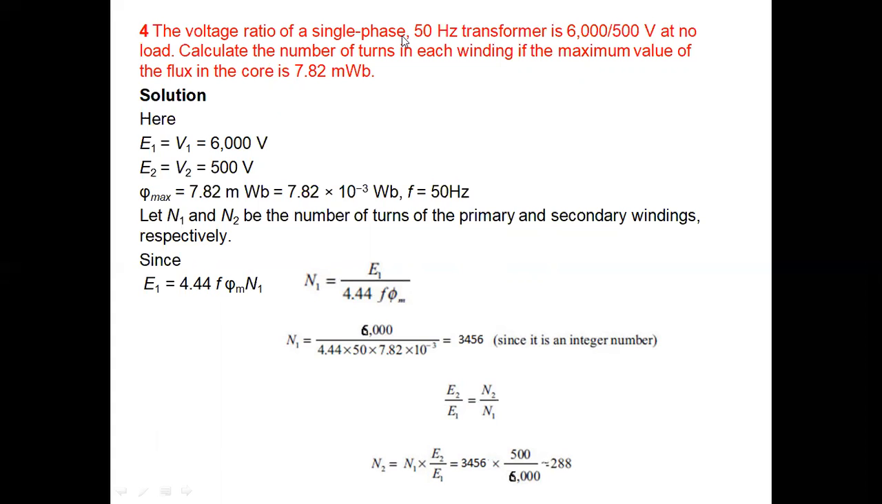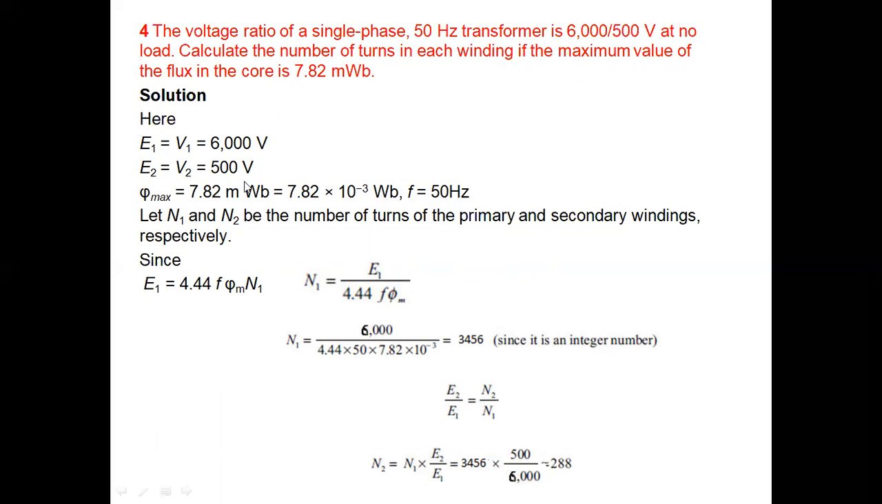The voltage ratio of a single phase 50 Hz transformer is 6000 by 500 volt at no load. Calculate the number of turns in each winding if the maximum value of the flux in the core is 7.82 milliweber. So these are the known parameters. Remember, for no load, E1 will be equal to V1 and E2 will be equal to V2. Phi maximum is also given. Frequency is specified in the data, but the unknowns are the number of turns in each winding. It means N1 and N2 are required to be calculated.